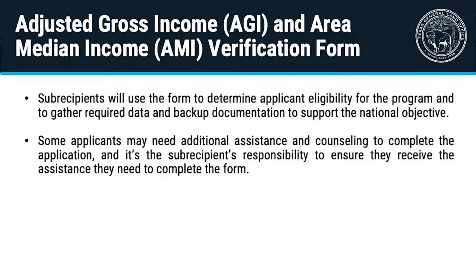Subrecipients will use the form to determine applicant eligibility for the program and to gather required data and backup documentation to support the national objective. Some applicants may need additional assistance and counseling to complete the application, and it's the subrecipient's responsibility to ensure they receive the assistance they need to complete the form.